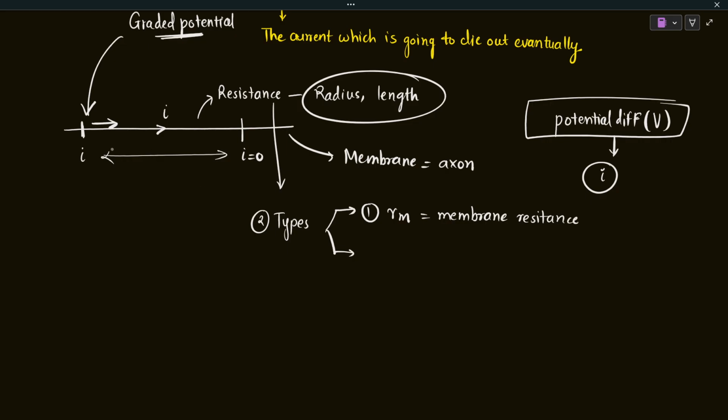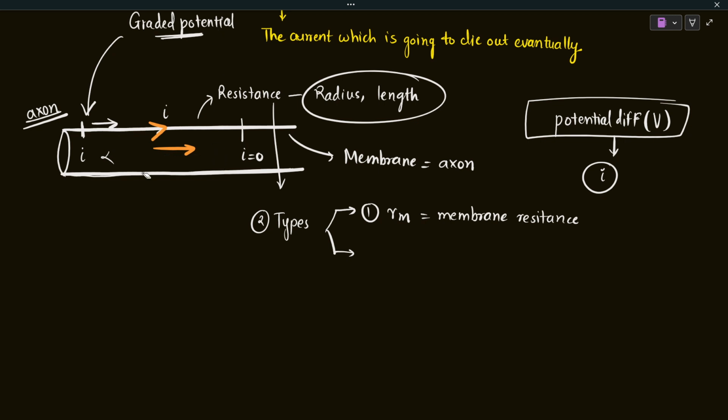But this is not like 1D. Let's draw it in 3D. The axon is a cylindrical structure, like a wire, right? In 2D, the current is flowing through this lipid bilayer, as well as through the axon. Let me just erase this. So the flow of current is through the wire, through this wire.